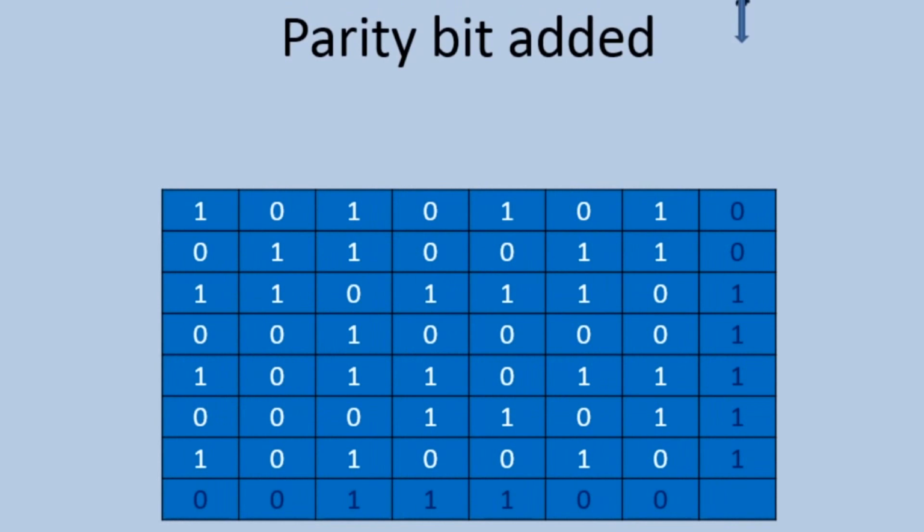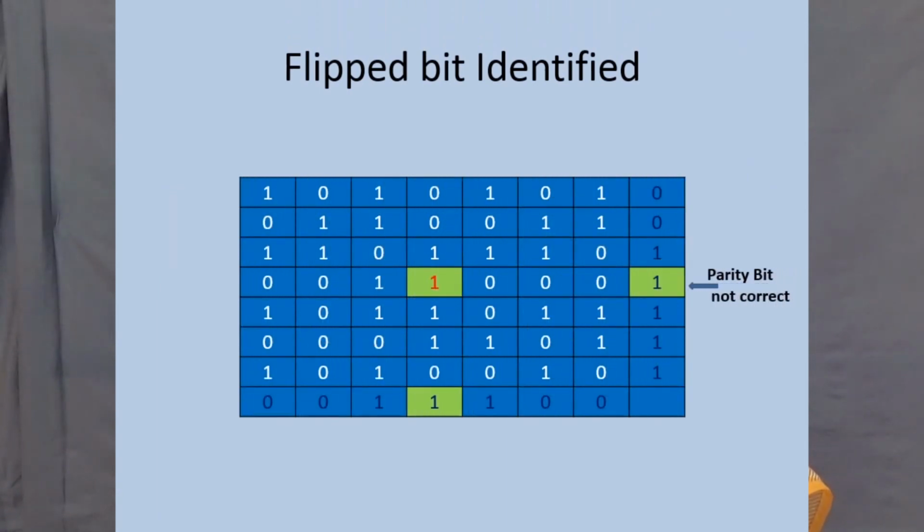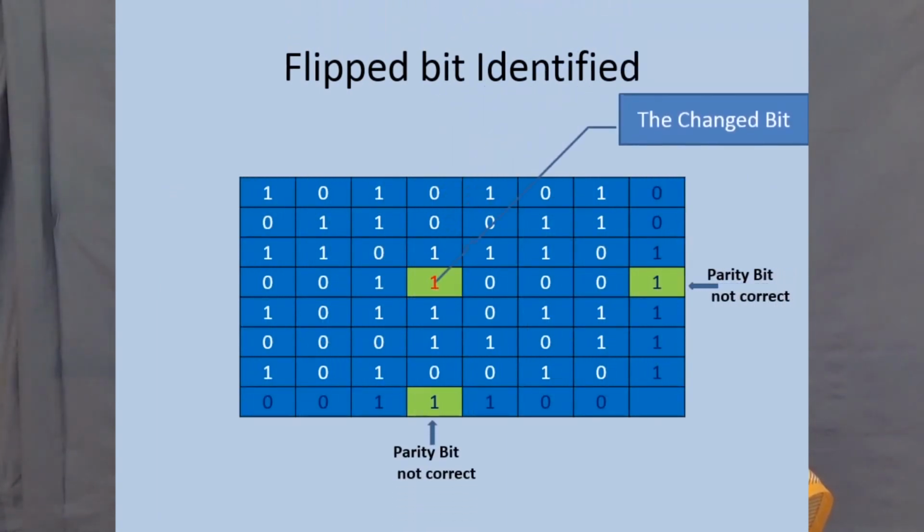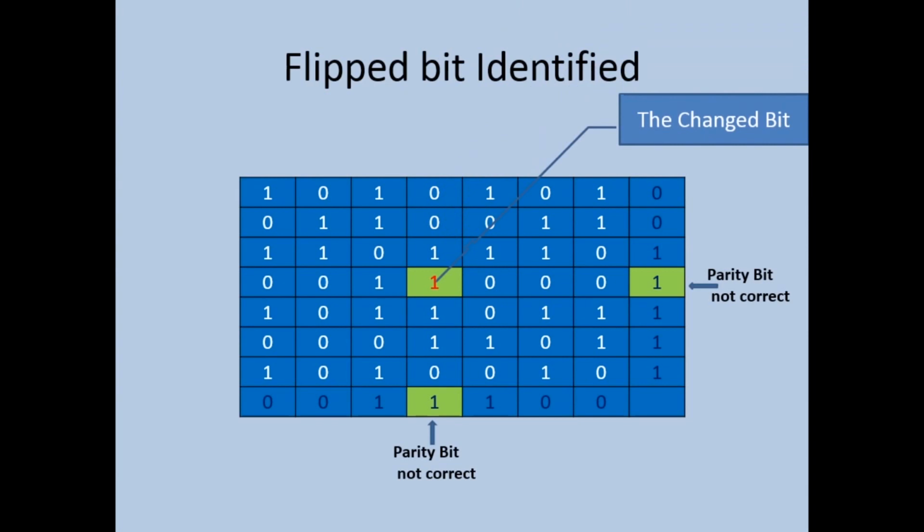Now, back to our game. Calculate the parity for each row and column of the matrix. When a bit is changed, the parity bit of corresponding row and column would mismatch, which will enable you to identify the position of the changed bit.